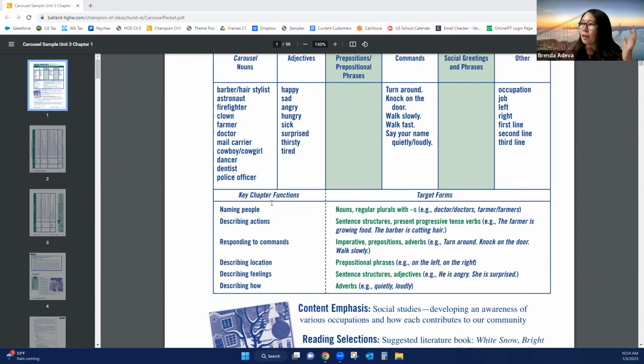But here you'll see all the functions. What students do with language is really what we're trying to target. I'm describing actions, describing locations, feelings, etc. And then the target forms. So this is the grammatical forms that we are working on: plurals, prepositions, present progressive tense, and adjectives and adverbs.